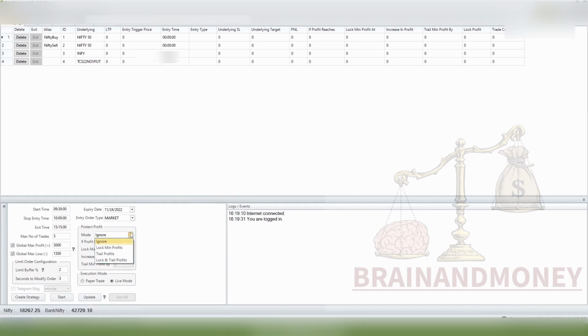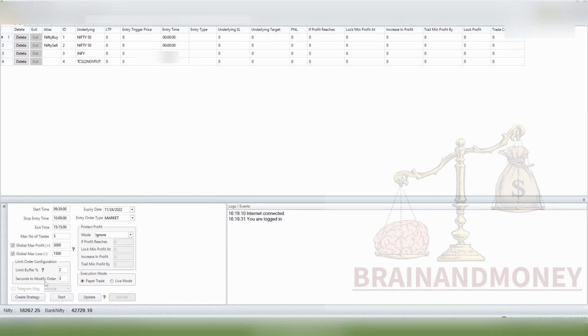There is a protect profit option given at a global level also, which is similar to what I have explained at stock level. It is the same concept, but it will be applicable on the total P&L generated by the algo. There are two execution modes given, whether you want paper trade or live trade. You can do the testing on paper trade, and once you are comfortable with that, you can take it live as well. In case of paper trade, it will still show you the live P&L, order book and everything, but it will not place the orders in the broker. And in case of live, it will be placing the orders in the broker.